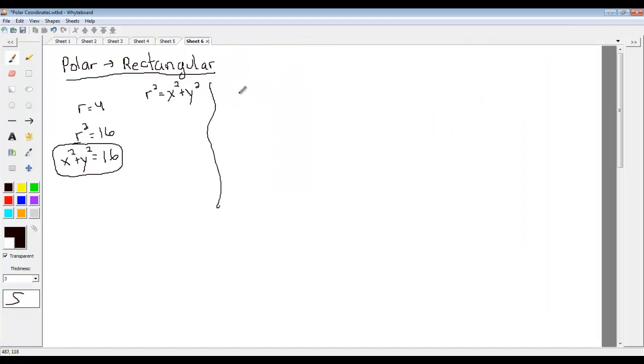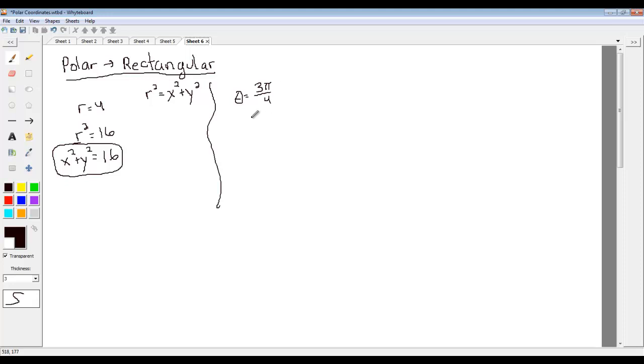If you have theta equals 3 pi over 4, by the way, think about this. R equals 4 is basically saying you're including every possible theta, but the distance always has to be 4 from the pole. Whereas this one, your theta has to be 3 pi over 4, but you're including every possible r. So this is kind of an interesting thing.